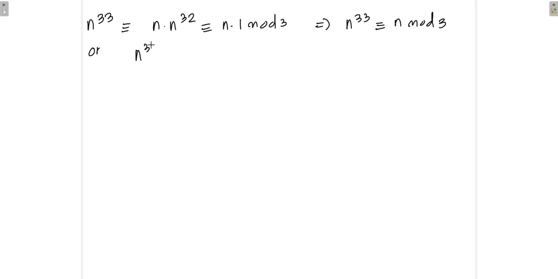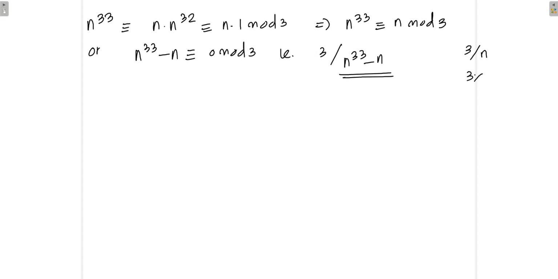Now n raised to 33 is actually congruent to n into n raised to 32. n raised to 32 is 1. So n into 1 mod 3. That is n raised to 33 congruent to n mod 3. Or n raised to 33 minus n congruent to 0 mod 3. That is 3 divides n raised to 33 minus n. So രണ്ട് കേസിലും 3 divides n raised to 33 minus n. If 3 divides n ആകുന്ന കേസിലും 3 does not divide n എന്ന കേസിലും.